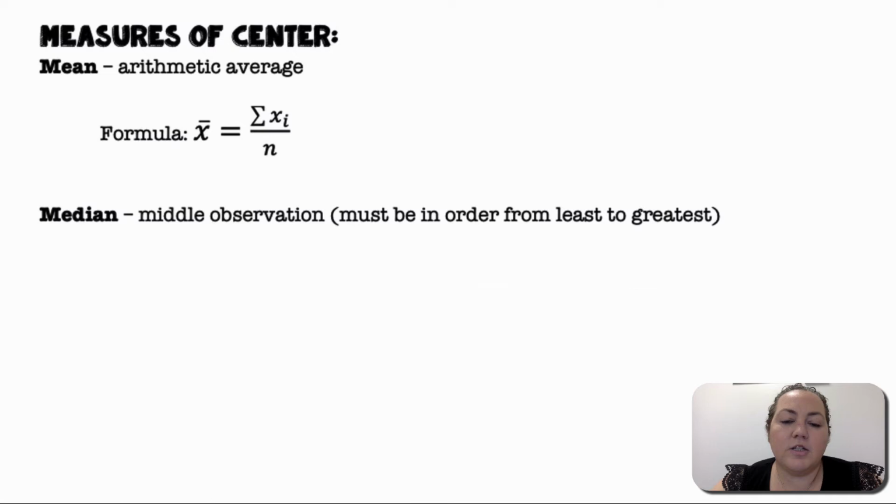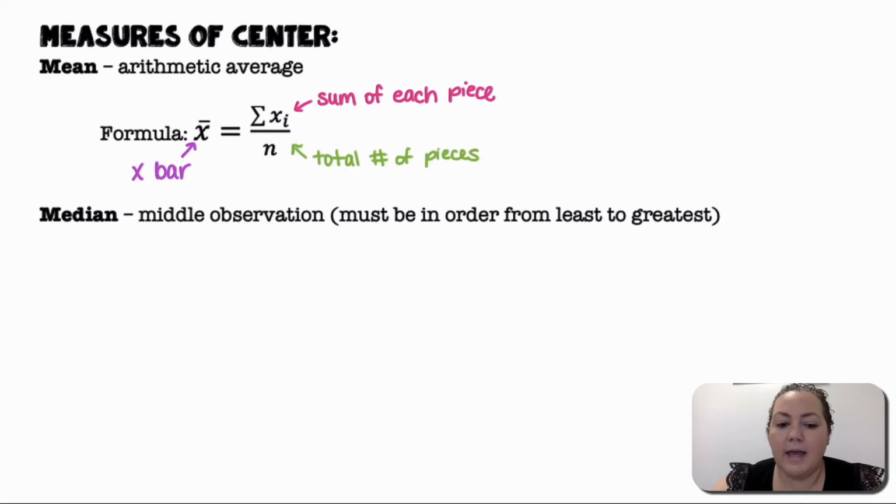All right, measures of center. The mean is the arithmetic average. We can find this by adding up all the values and dividing by the number of values we have. We say that the sample mean is x bar, x with a little line over it. The summation of x sub i is the sum of each piece, and n is the total number of pieces. The median is the middle observation. Keep in mind that these must be in order from least to greatest before you find the middle number.